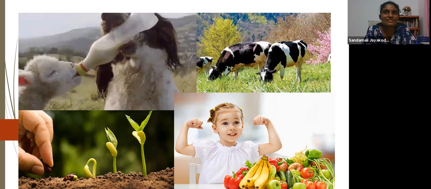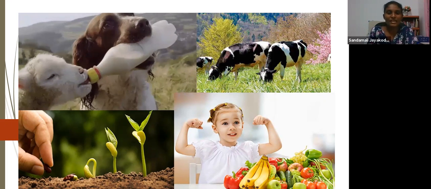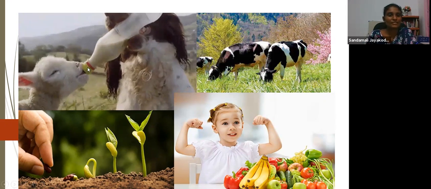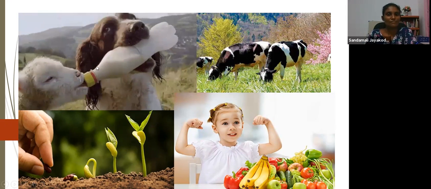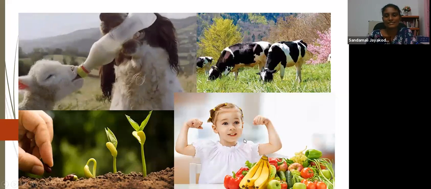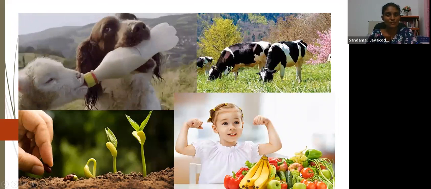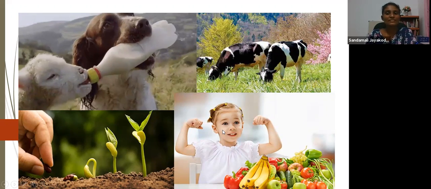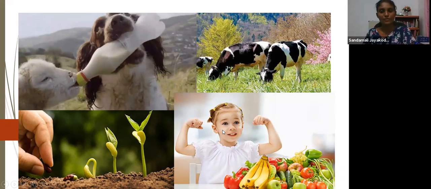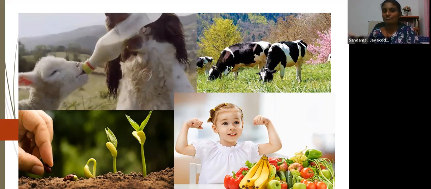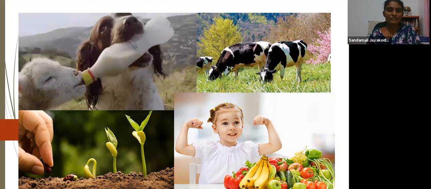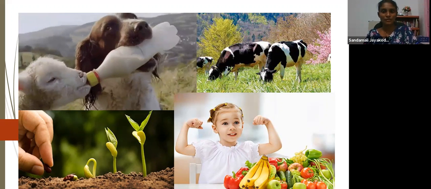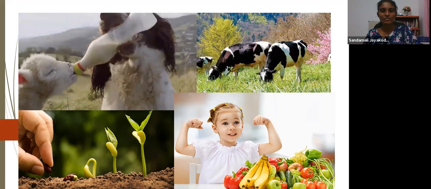When we eat food, as given here, this lamb is drinking milk, and here there's a little girl with some fruits and vegetables with her. So in this way, we are eating food to get our nutrition to produce energy in our bodies.